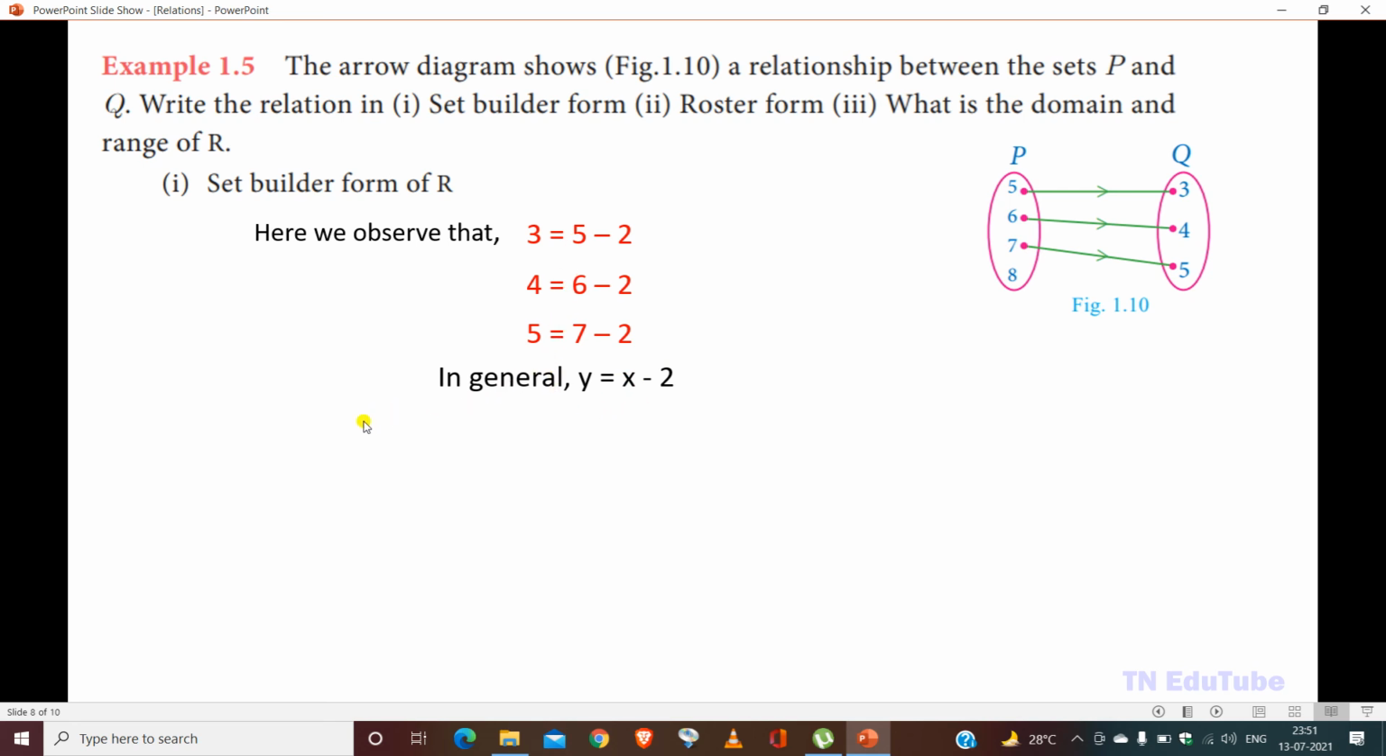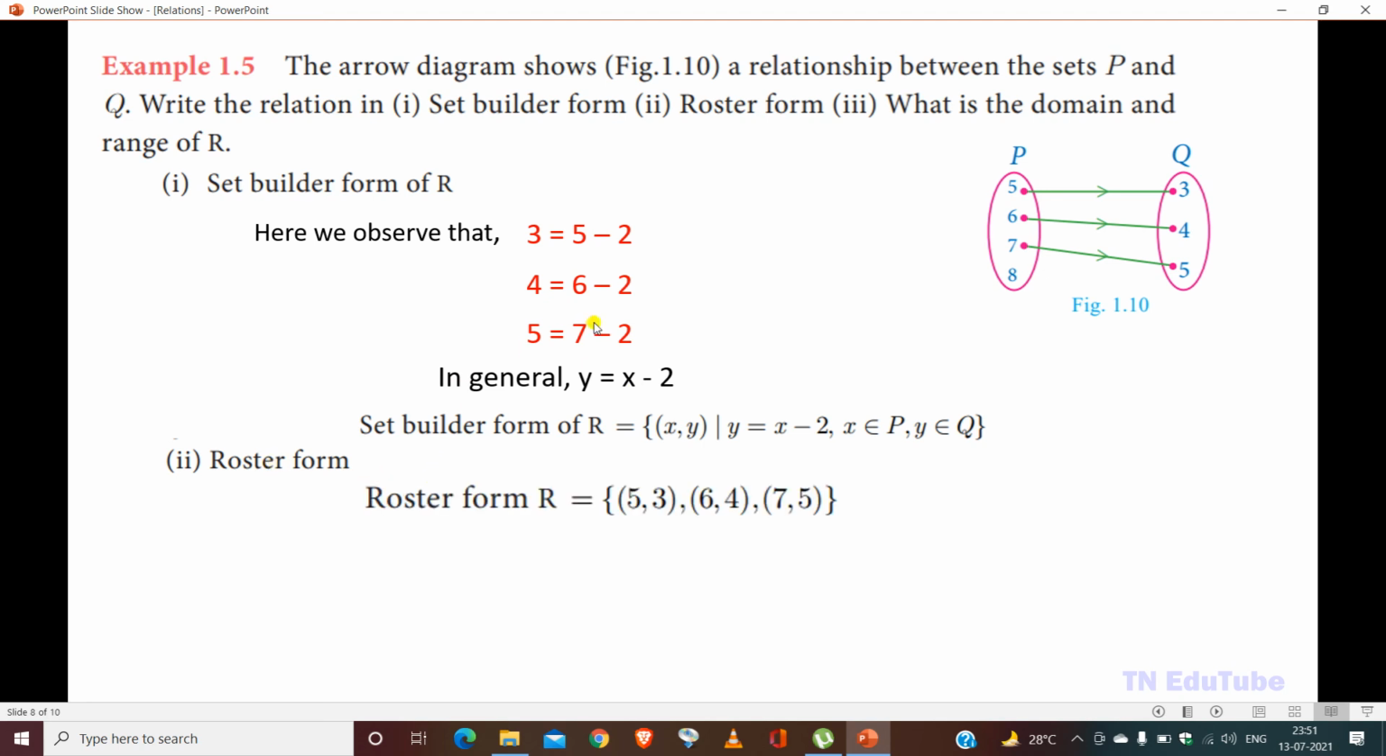Using this rule, we can write the set. Set builder form of R is the set of all x comma y such that y is equal to x minus 2, where x belongs to P and y belongs to Q. That is the set builder form of the present set. Then the next question is roster form. Roster form means you have to list out the elements of R. Roster form of relation means the elements which are related, you have to write in ordered pairs. That is 5 comma 3 is one of the pairs. 6 comma 4 is another pair. 7 comma 5 is another pair. It is called a roster form.